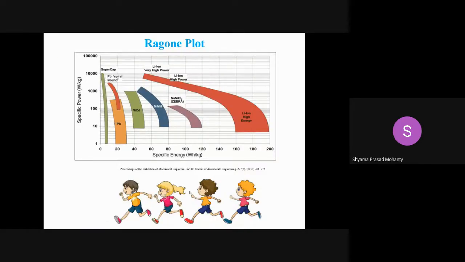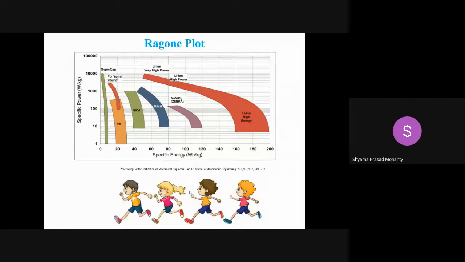So this is the famous Ragone plot, which shows the difference between different energy conversion and storage devices as compared to their specific power and specific energy. Specific power means how fast you can extract the energy. Specific energy will give us an idea of how much energy we can extract from it. It is not the rate at which we will be extracting.